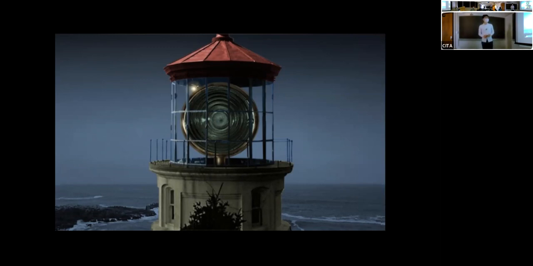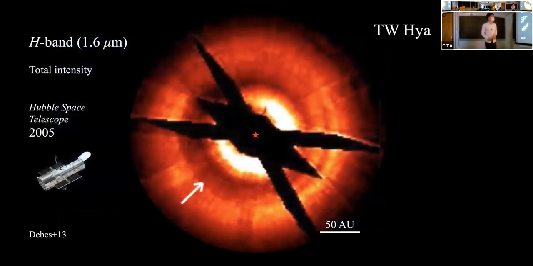So in the next few slides, I'm going to show you two examples to highlight the cutting-edge capabilities in disk observations. In each example, I'm going to show you first a pre-2010 old observation, and then a post-2010 new observation. So here is a Hubble Space Telescope image of a disk around a star called TW Hydra. It is at H-band, so 1.6 micron near infrared. The observation is in total intensity and was taken in 2005.